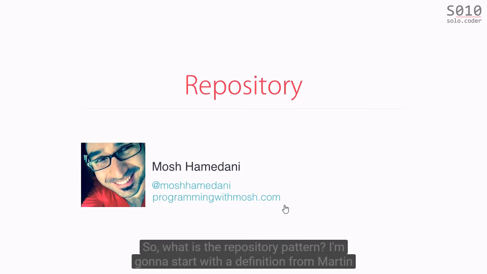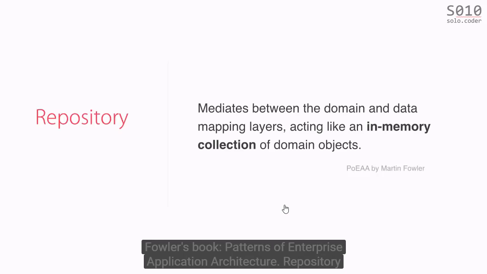I'm going to start with a definition from Martin Fowler's book, Patterns of Enterprise Application Architecture. Repository mediates between the domain and data mapping layers, acting like an in-memory collection of domain objects. I've highlighted in-memory collection in this phrase because that's the key here. So what are the benefits of the repository pattern?